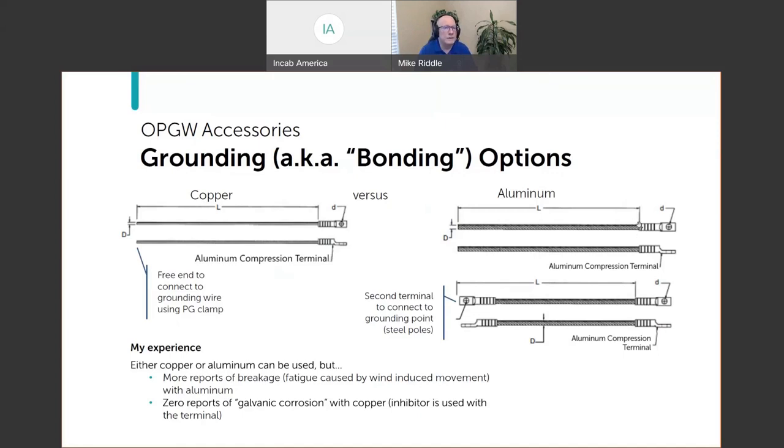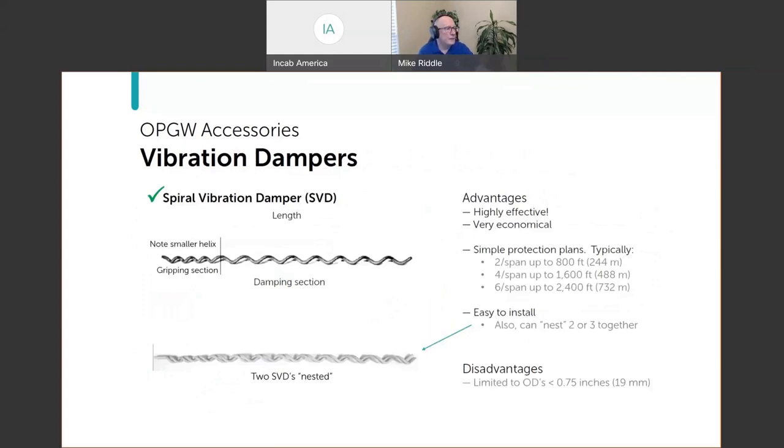But I have encountered a significant number, not an overwhelming number, in fact, I could even say a small number, but nonetheless significant, of aluminum straps breaking due to long-term fatigue damage, but not Aeolian vibration damage, just the wind sway moving the cable back and forth, causing the suspension clamp to move back and forth, causing the bonding assembly to move back and forth. And eventually that wiggling causes the strands to begin to break at the mouth of the terminal. So I've seen that, and I've never seen this. So I have a slight preference for the copper bonding straps, but officially both are okay.